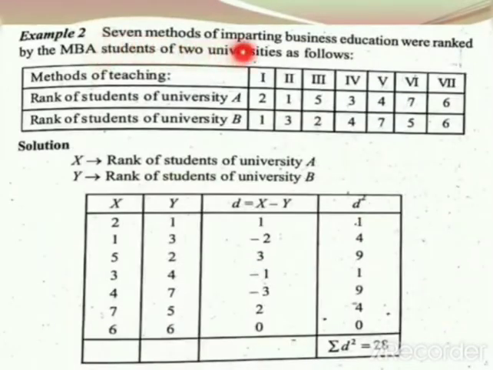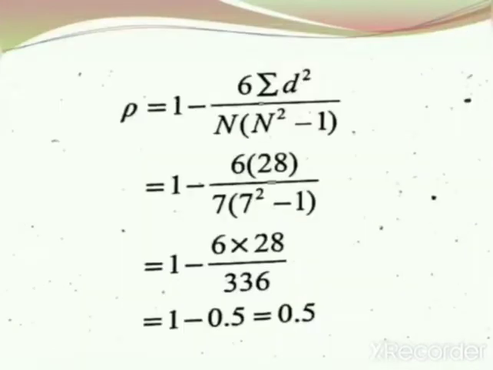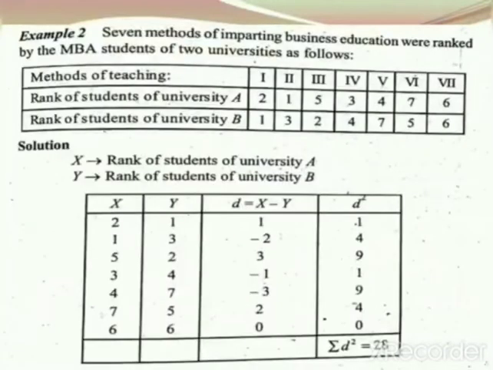7 methods of imparting business education were ranked by the MBA students of 2 universities as follows. So here methods of teaching and rank of students of University A and University B are given. So clearly they are mentioned the ranks. So we have to find by using our formula, rho is equal to 1 minus 6 summation d square divided by n of n square minus 1, because our ranks are given. So we have to use this formula directly.